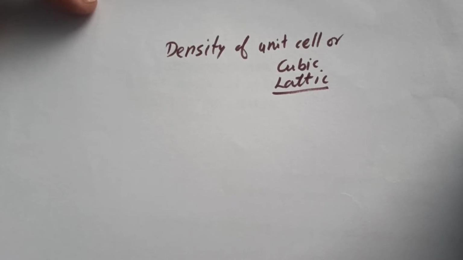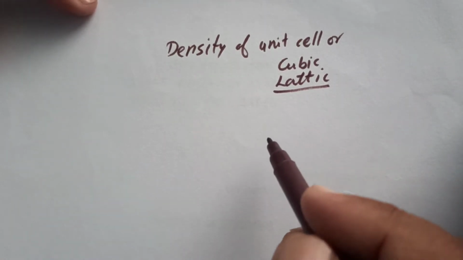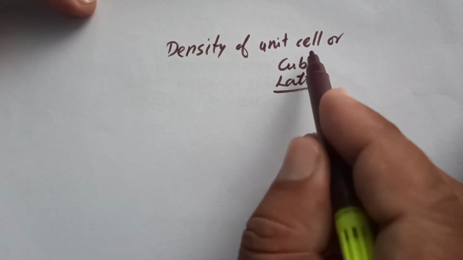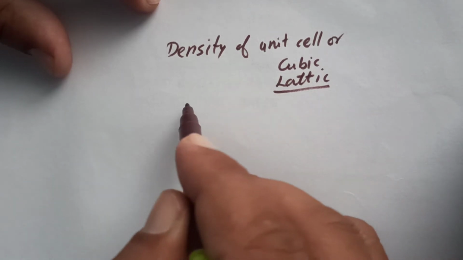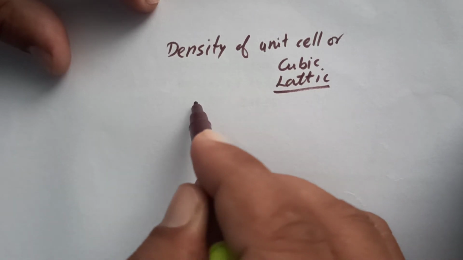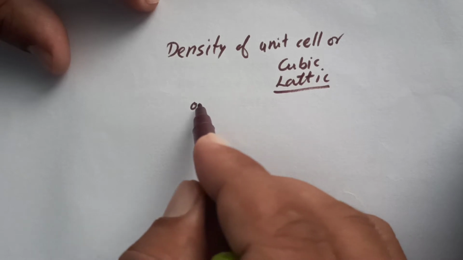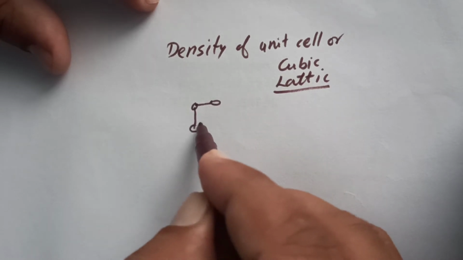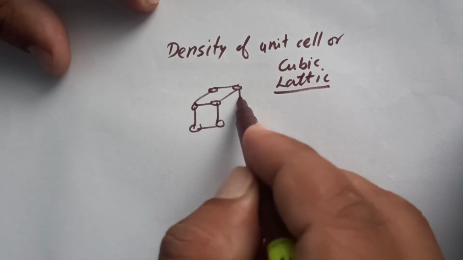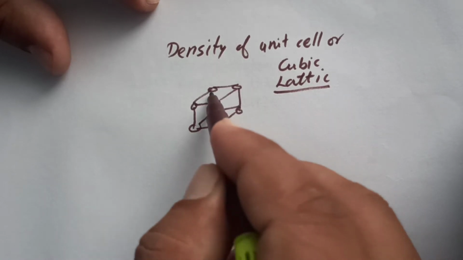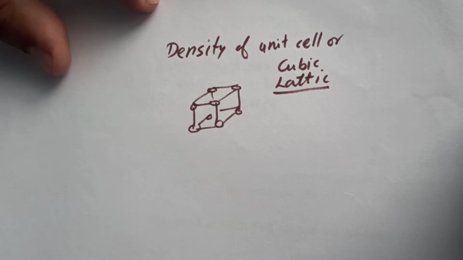Students, the most important topic of the chapter Solid State is the density of a unit cell or cubic lattice. Now we have to find it in the case of cubic lattices. We have discussed three types of cubic lattices: one is simple cubic unit cells, then body centered, then face centered.